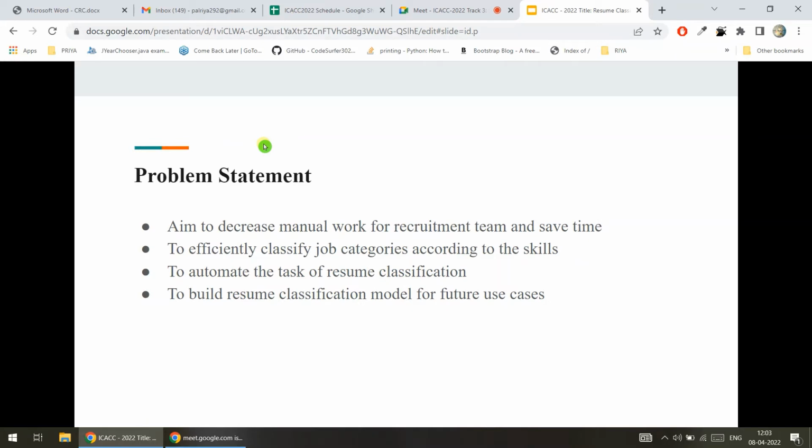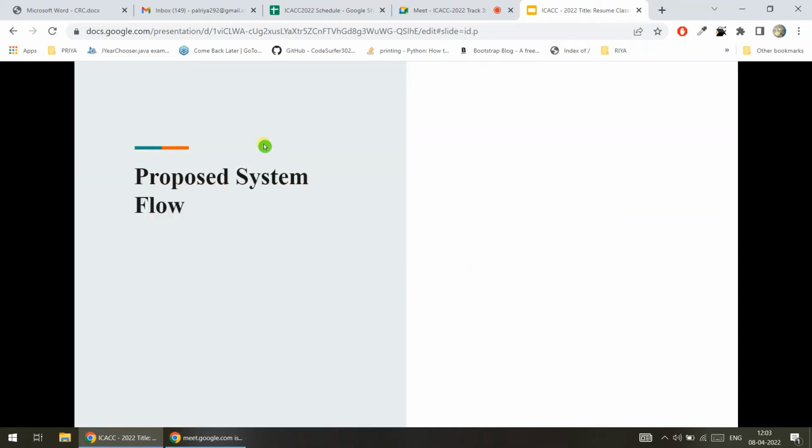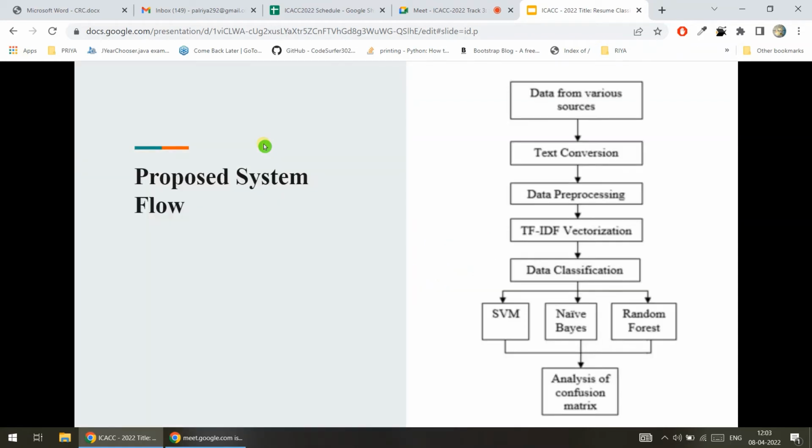And then the problem statement. Swaraj will continue from here. Our project aims to minimize the manual work of the HR committee, who has to go through all the resumes manually during the recruitment process. The next is classification of skills according to the job categories. And finally, we want to build a model of those algorithms so that it can be exported and used for various new applications. So this is the proposed flowchart for our system.